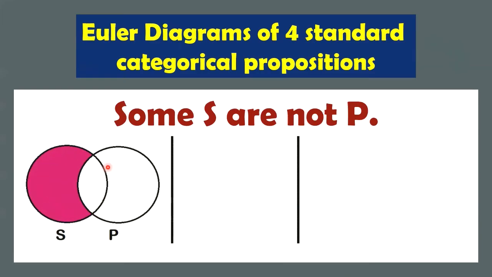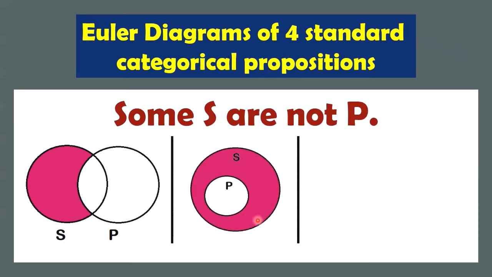Tingnan nyo to. Okay? Yung colored part, ito yung part ng S na wala sa P. Right? Kasi ito yung buong P, oh. Okay? So, yung nasa labas ng P, ito yung part naman ng S na wala sa P. Right? Let me show you the second Euler diagram.